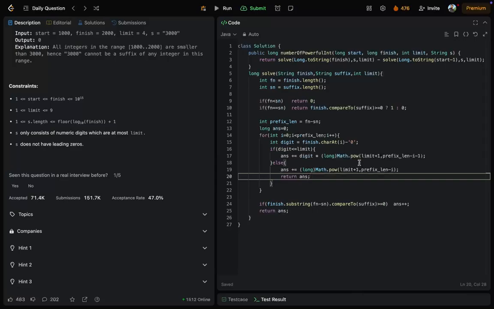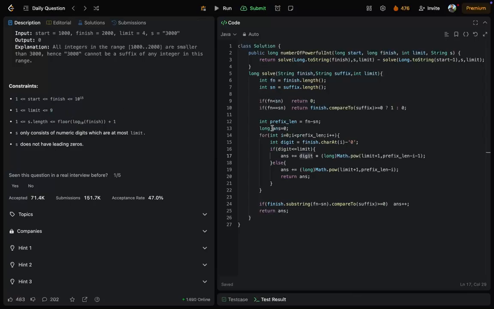So let's discuss the time and space complexity. In this function we have this solve, and in this solve we have this for loop. So what is this for loop? We have prefix length. It depends on finish length minus suffix length. So let's suppose my suffix length is 1, and the finish length, in the worst case, is 16, right? So 16 minus 1 is my prefix length. In the worst case, this will happen, and I have that many digit choices. The digit depends on what is the digit at any given place. We have 0 to 10 digits, right?